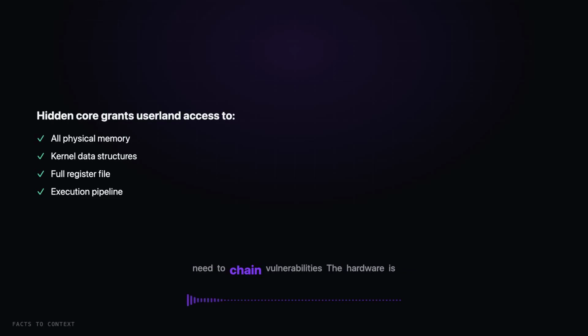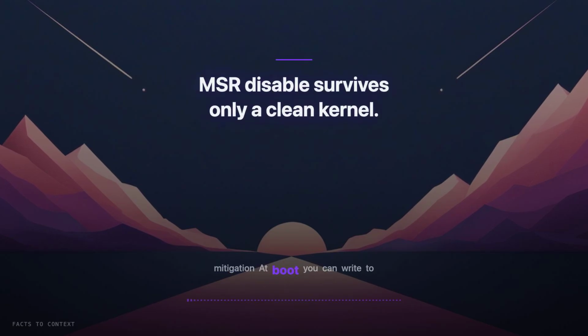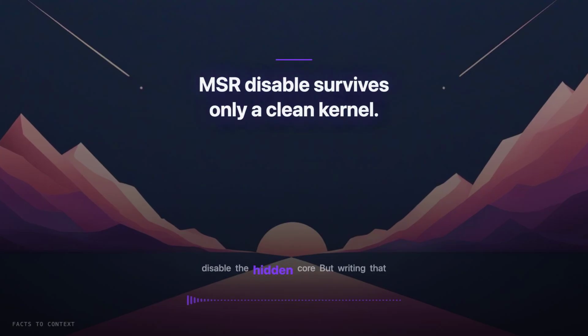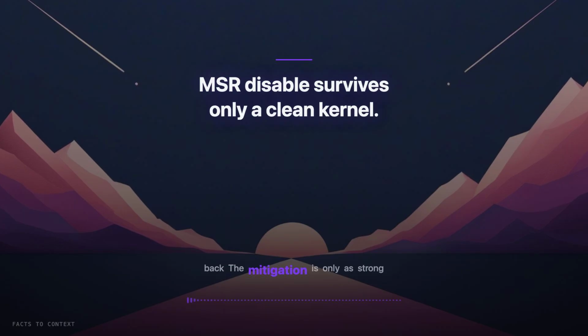You do not need to chain vulnerabilities. The hardware is the 0-day. There is a mitigation. At boot, you can write to a model-specific register to disable the hidden core. But writing that register requires kernel access. A kernel-level attacker can write it back. The mitigation is only as strong as your kernel.